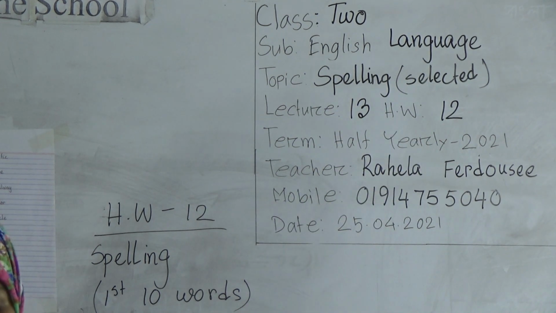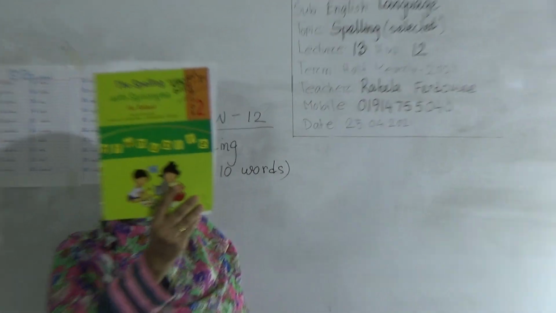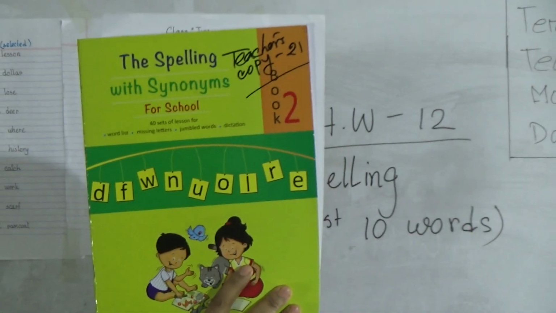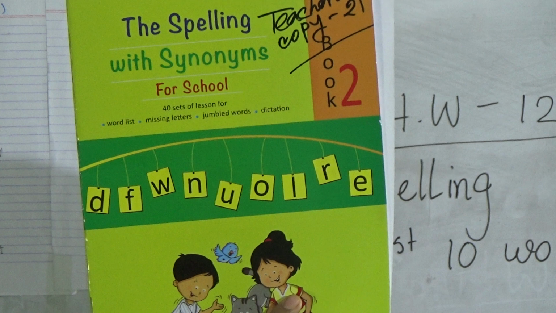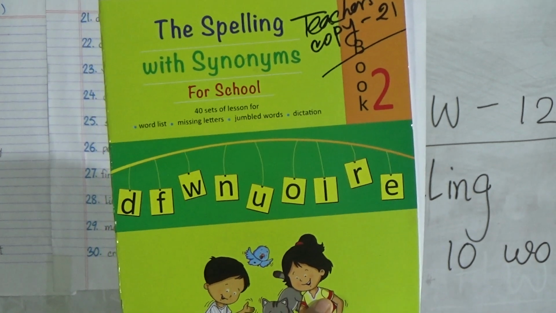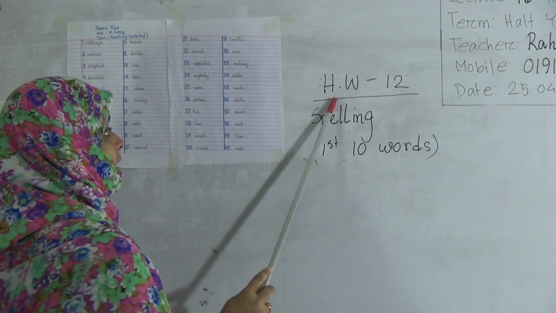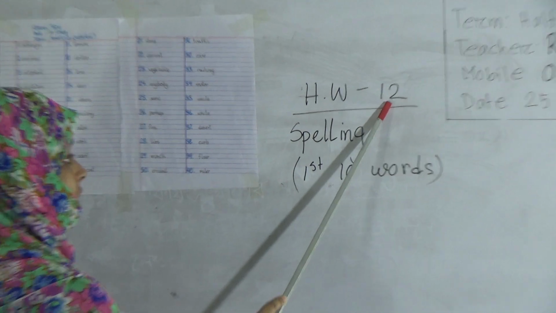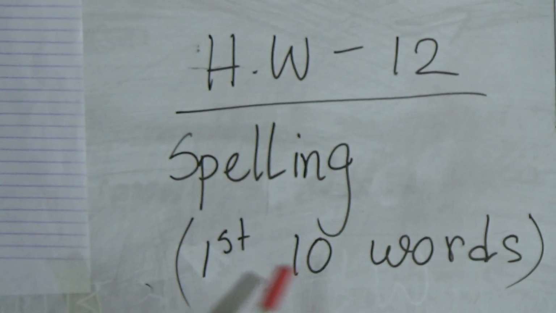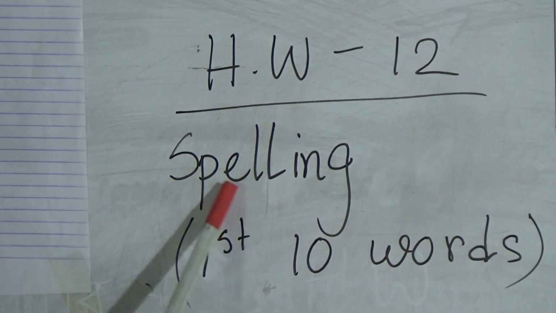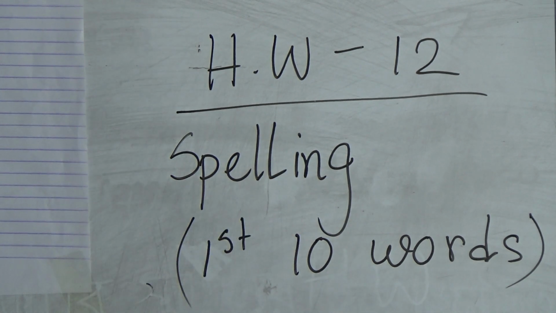My dear students, you can follow this book for today's class. The spelling with synonyms for school. Okay. Now, after the class, you will have SW. Our SW number 12. You will write first 10 words, that is first 10 spelling as your SW. Now come to our today's class.